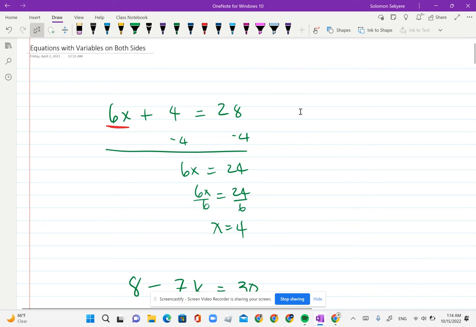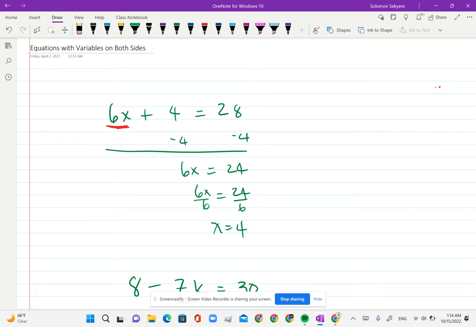Okay, now let's continue on with equations with one variable. So far we've been doing variables on one side. So we have 6x plus 4 equals 28. Okay, how do we solve that?